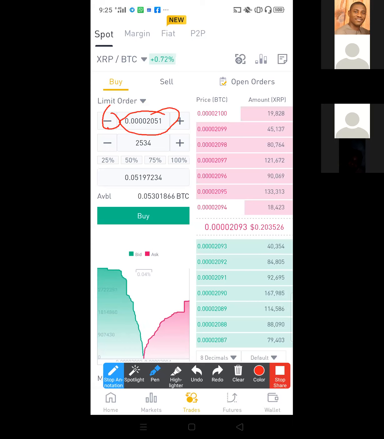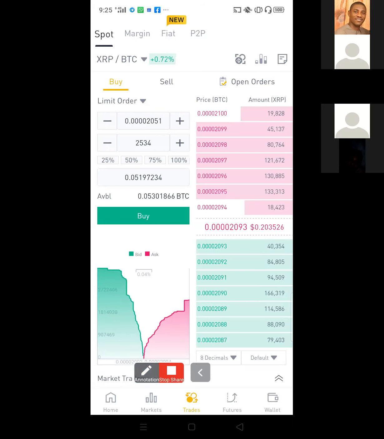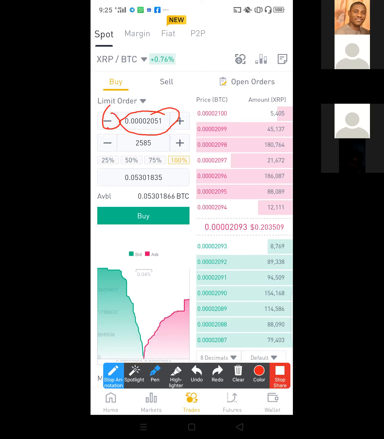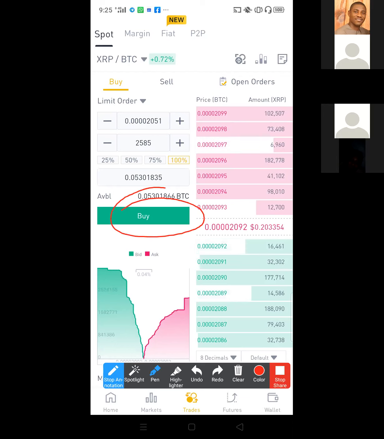So with your limit order, you are placing an order saying, if the price of Ripple against Bitcoin gets to 2,051 Satoshi, please activate and buy all Ripple for me, and that will give me 2,585 Ripple. If I click on buy, when the price gets there, it will activate. I'm sure you got that. So let's go to the next thing because of time.